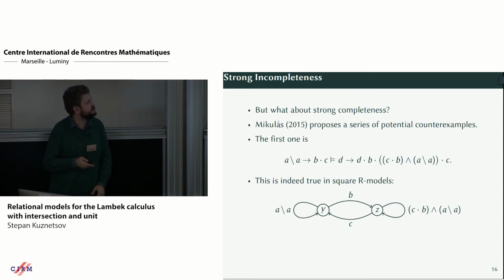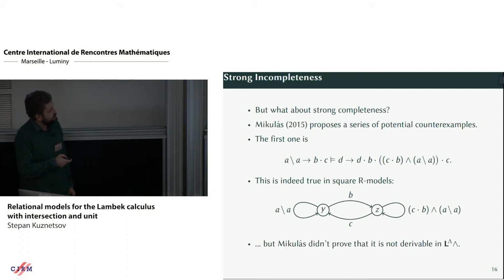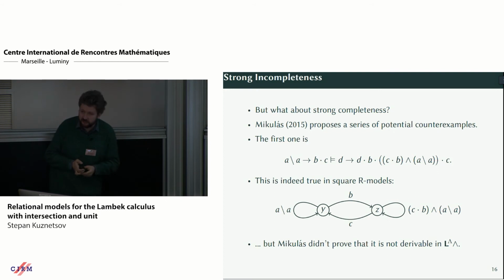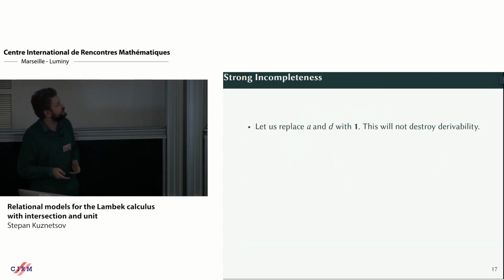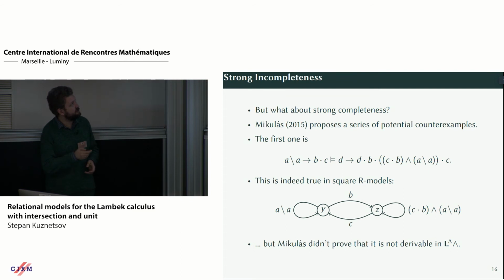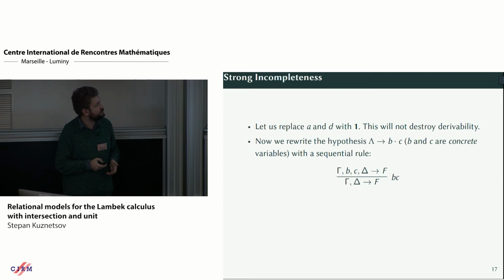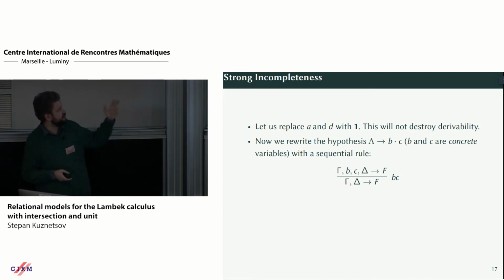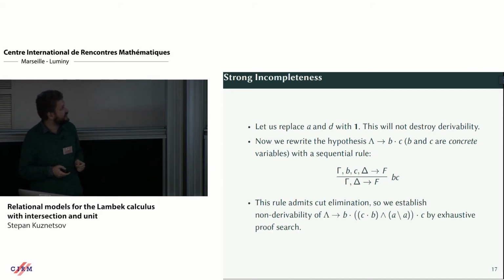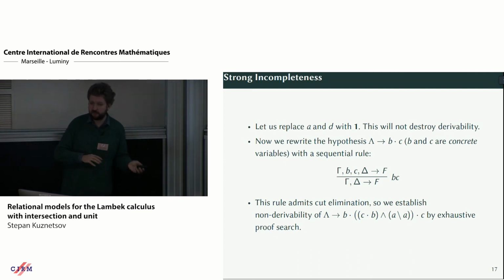Yeah, I was finishing. But the proof that it's not derivable was not done, and actually it's done in a funny syntactic way. First, we remove A and D by replacing it with the unit. It's fine. And then we just rewrite this axiom, which is now from lambda to BC, as the following sequential rule with concrete variables BC. It's not a rule scheme, it's just your B and C are fixed. And it happens that with this rule, you can eliminate the cut. And then you just do exhaustive proof search and find out that this is not derivable. So we'll have weak completeness, but not strong completeness.